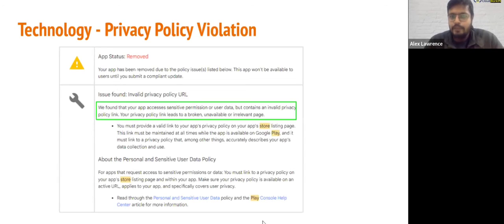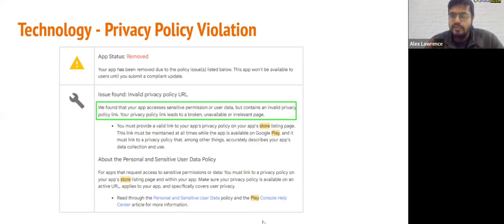Yeah, so some examples which we see from our publishing mistakes. In this example, if you see, we have provided a privacy policy URL, and it says that you're accessing a sensitive permission or user data, but it contains an invalid privacy policy link. So we have to correct it, add the right information in the privacy policy link.